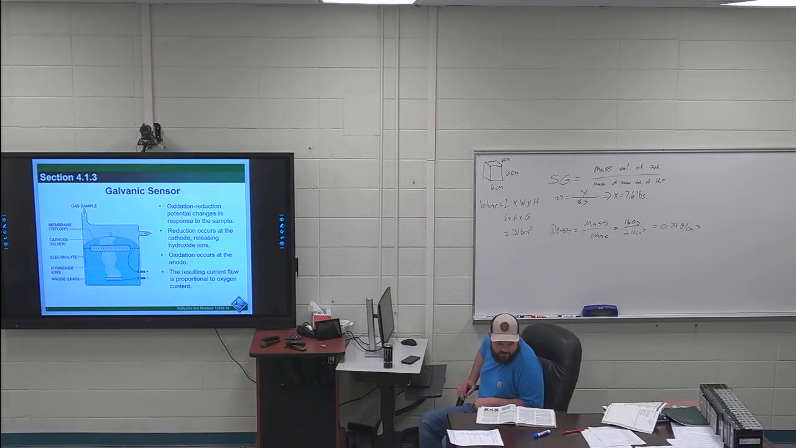4.1.3, galvanic sensors. First sentence is highlighted. The galvanic oxygen sensor, also called coulometric oxygen sensor, is a chemical cell whose oxidation reduction potential (ORP) is changed by the introduction of a sample or of the sample gas.